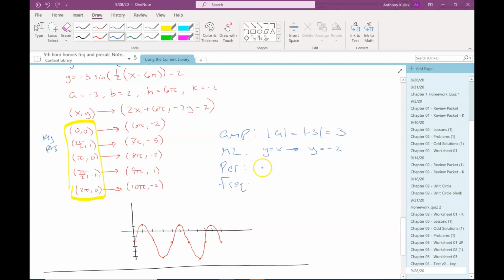The period is 2 pi times the absolute value of b. In our case, the value for b is 2. So our period should be 4 pi, which makes sense, right? If we look at the distance from the start of one period to the end of one period, it matches, right? The distance between 6 pi and 10 pi is 4 pi. Everybody agree with that? So that's a good little checker that you can do to make sure you've done the transformation right. And the frequency then we know is just 1 over the period. So that's got to be 1 over 4 pi.